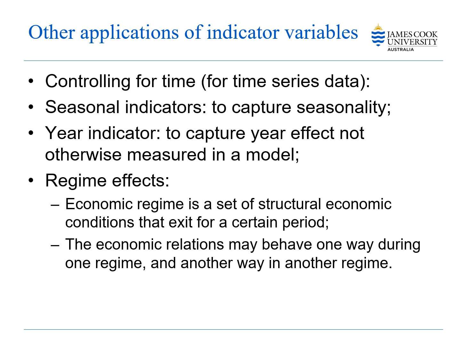We can also use these indicator variables to control for time. If we are dealing with time series data, for example, we have seasonal indicators to capture seasonalities. We can have year indicators to capture year effects not otherwise measured in the models. We can also have regime effects. An economic regime is a set of structural economic conditions that exist for a certain period. So we use dummy variables to capture this. For example, we might have a COVID period and the pre-COVID period. Since the economic relationship might change, we can use dummy variables to account for this.